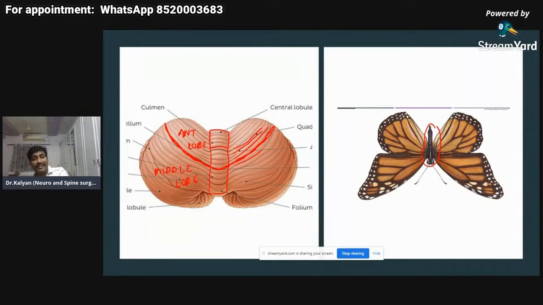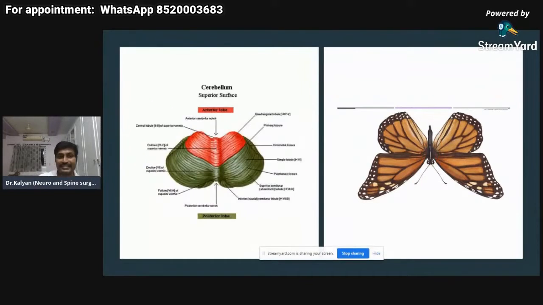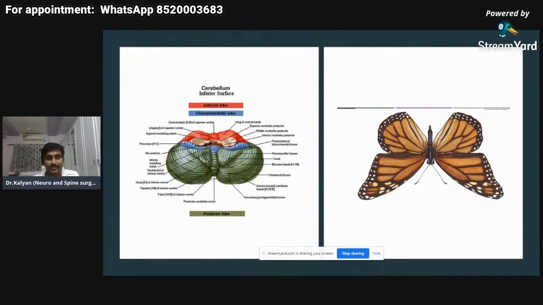So where is the posterior lobe? The same thing which I have shown: this is the anterior lobe, this is the middle lobe, and this is the primary fissure which divides the anterior lobe from the middle lobe. So where is the third lobe, which I have told you? This is our antenna, and this is our third lobe, the antenna along with the head. The head is a part of the vermis, which is known as a nodule. This is the antenna of the butterfly.